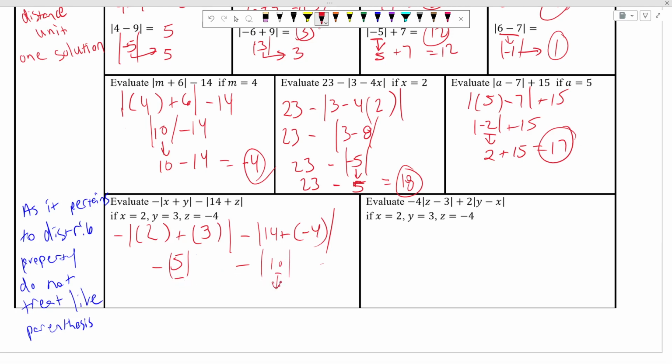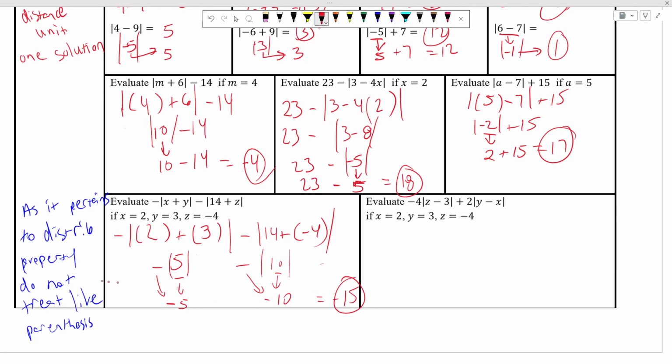Now you can perform the transformation. Transform this into 5 distance units. Transform this into 10 distance units. There does happen to be a negative out in front of it, so this just goes along for the ride. Minus 5, minus 10 equals negative 15. That there is the answer. That is how you evaluate something like this.